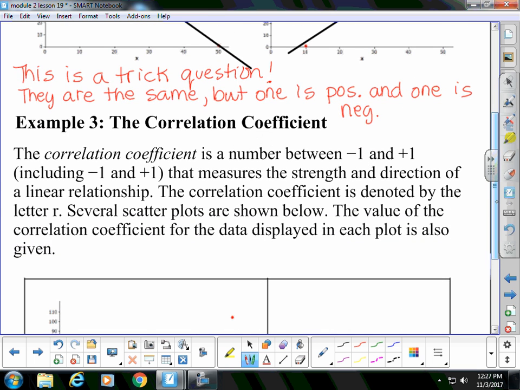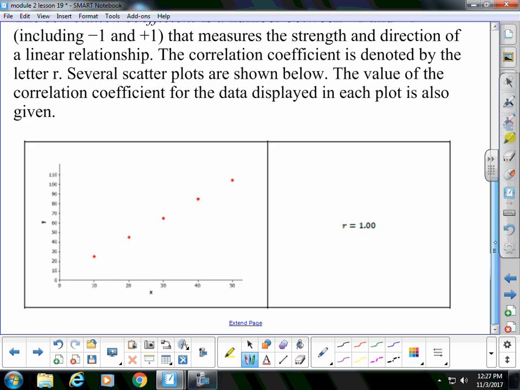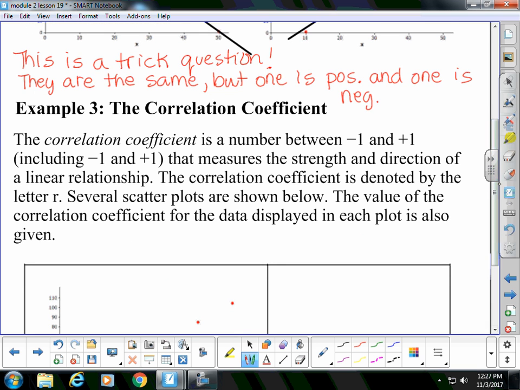Okay, so we're going to look at what we call the correlation coefficient. The correlation coefficient is a number between -1 and +1, including both -1 and +1. And this is how we measure to find out exactly how strong a graph is. Okay, so we're going to look at a whole bunch of scatter plots real quick. And the value of the correlation coefficient is displayed on each one of these.